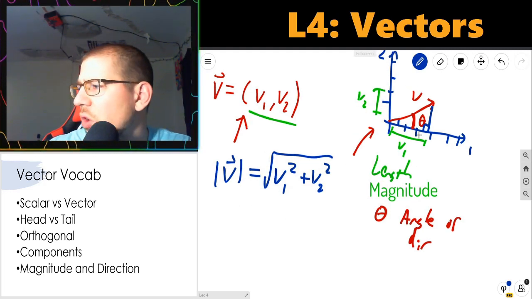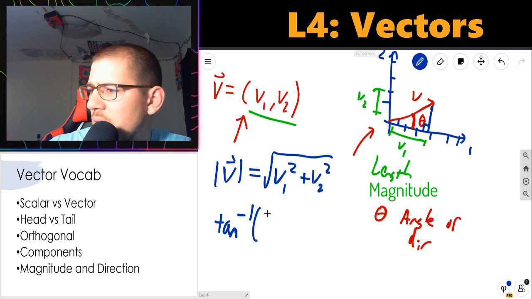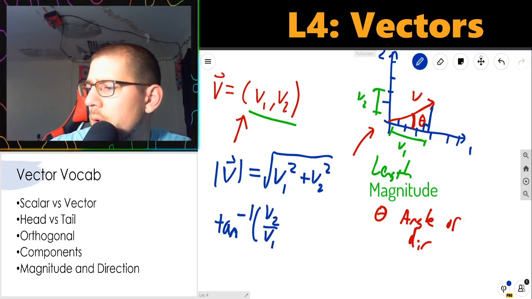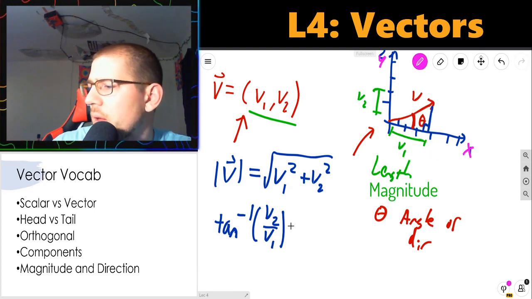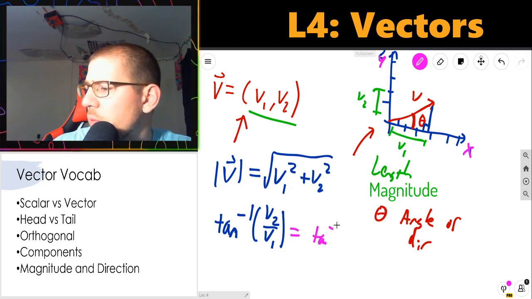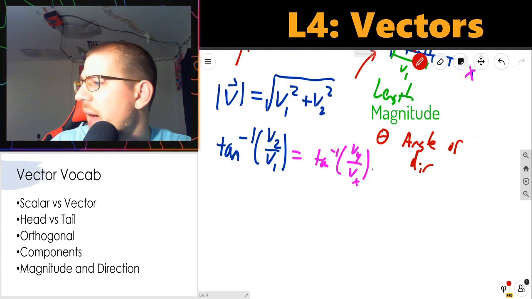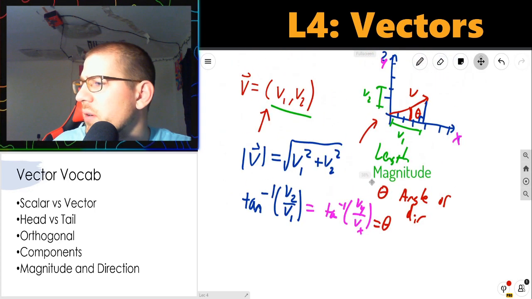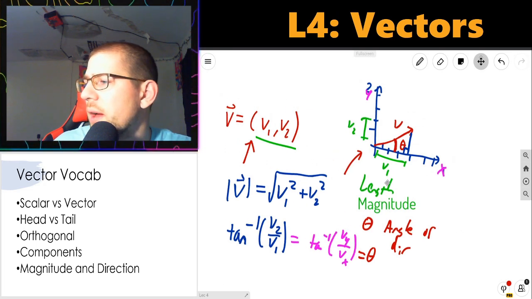The way I get the angle measured relative to the x-axis is by taking the inverse tangent of the two components, v2 over v1. Or, if these axes are x and y, which they typically are, that's tan^-1 of vy over vx. That tells me the value of my angle, theta. So that's how I convert from components to magnitude and direction.